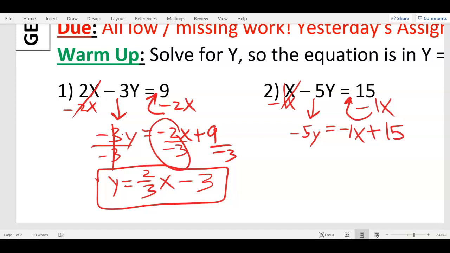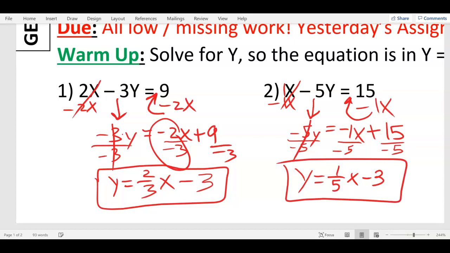Last step, to get rid of the negative 5 in front of y, we divide, like we did on the last one, by the exact same number, negative 5. Negative 5's cancel, so y equals, again, a negative divided by a negative is a positive 1 over 5. 15 over negative 5, calculator can help you. It's negative 3. Okay.